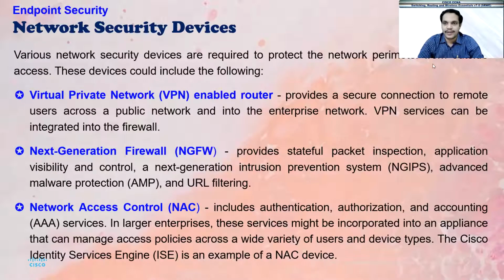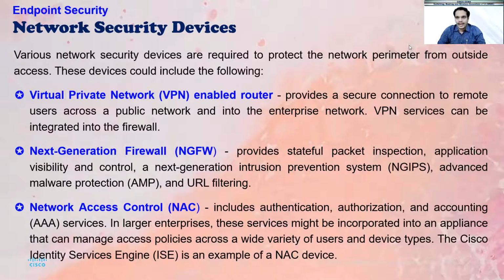Now, what are the different network security devices that we come across in endpoint security? In earlier days it used to be different, but now various network security devices are required to protect the network perimeter from outside access. These devices may include the following. The first one is the VPN-enabled router, that is a virtual private network-enabled router. This provides a secure connection to remote users across a public network and also into the enterprise network. The VPN services can be integrated into a firewall.